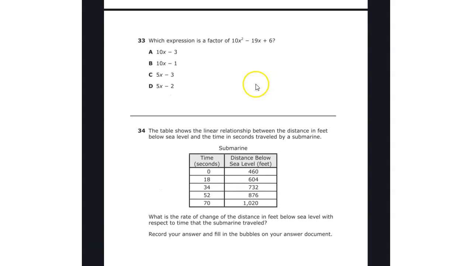Which expression is a factor of 10x squared minus 19x plus 6? Okay. I'm just going to use the slide and shift method here. So I'm going to multiply 6 by 10. So I'm going to end up with x squared minus 19x plus 60.